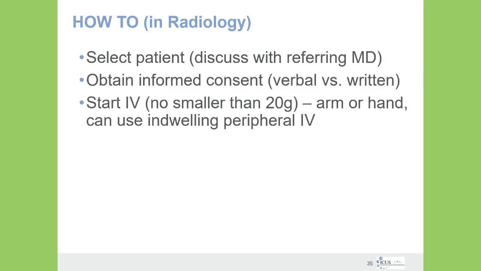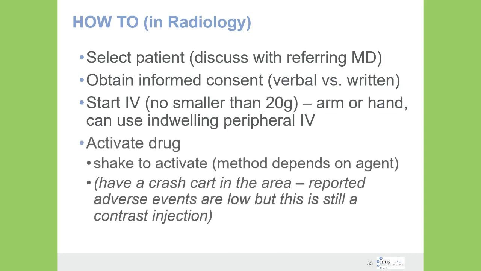This is because the contrast microbubbles are sensitive to pressure. So we do not want to try to force those bubbles through a 25 gauge because we are going to then burst the bubbles and have no contrast effect. As I mentioned, we can use an arm or a hand or even an indwelling IV. We're going to need to activate the drug, and these drugs are shaken to activate them, either shaken by hand or by a device. It depends on the agent that you're using.